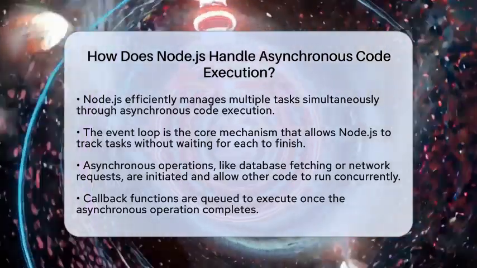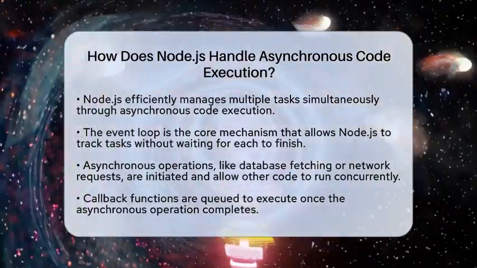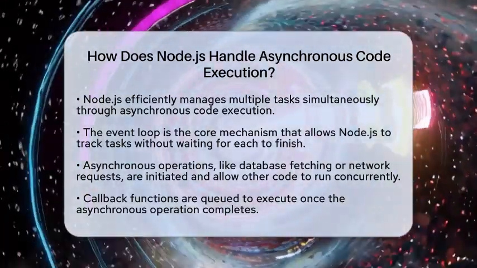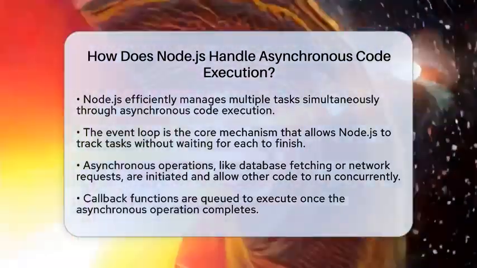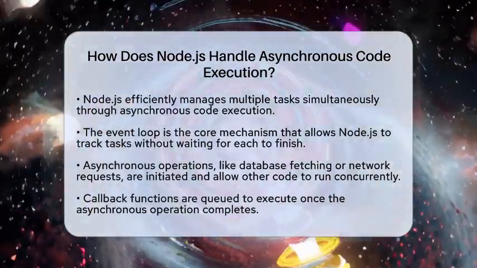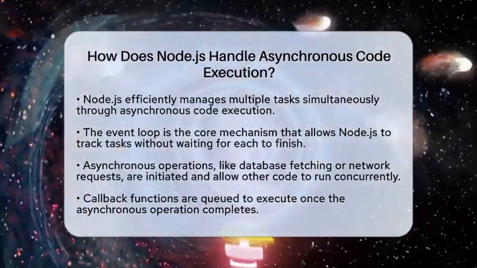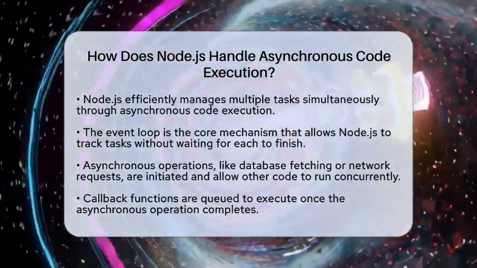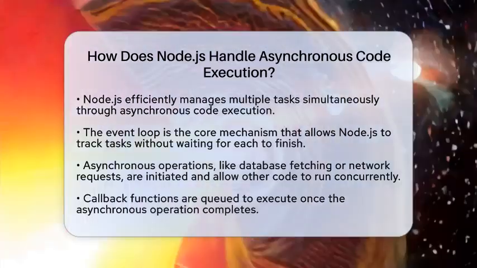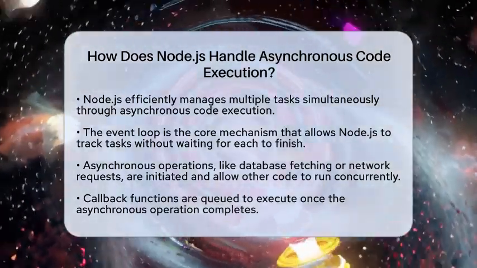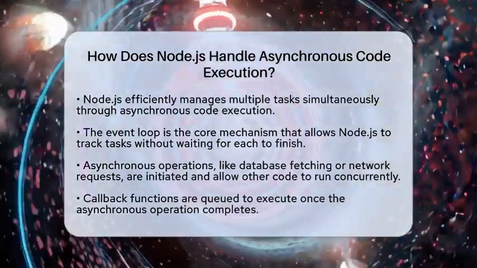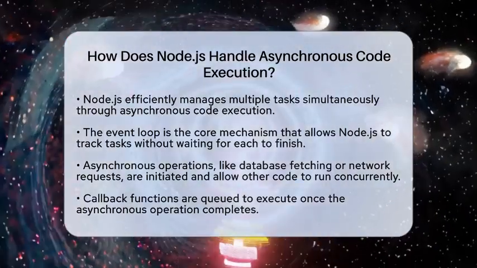At the heart of Node.js is something called the event loop. This is a clever mechanism that allows Node.js to keep track of various tasks without waiting for each one to finish before moving on to the next. Imagine you are at a restaurant, placing an order, and then moving on to chat with friends while waiting for your meal. That's how Node.js operates with its tasks.